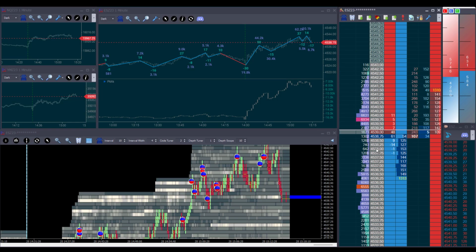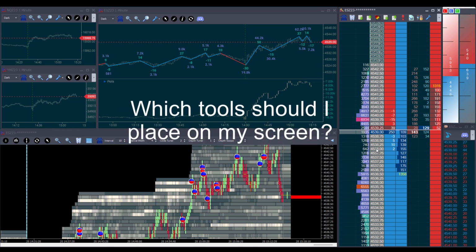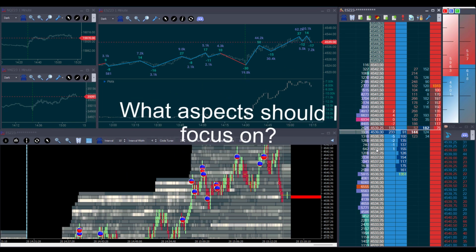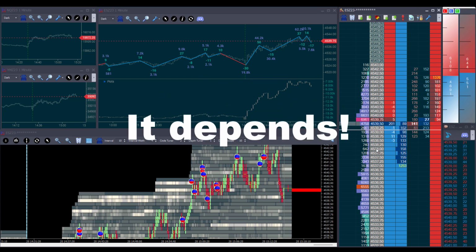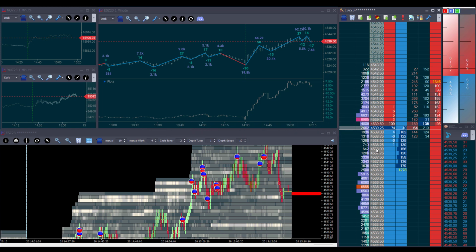Hi everyone! In this video, we are going to look at screen setup and trading. We frequently hear from our Jigsaw trading community asking questions like, which tool should I place on my screen, or what aspect should I focus on? The answer to this question is, it depends, and it depends on your trading style.